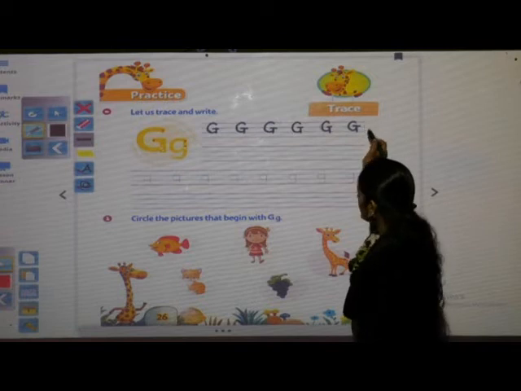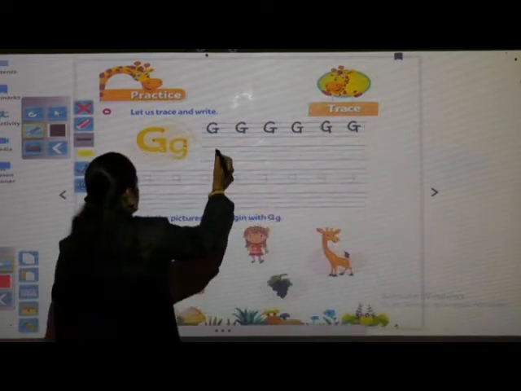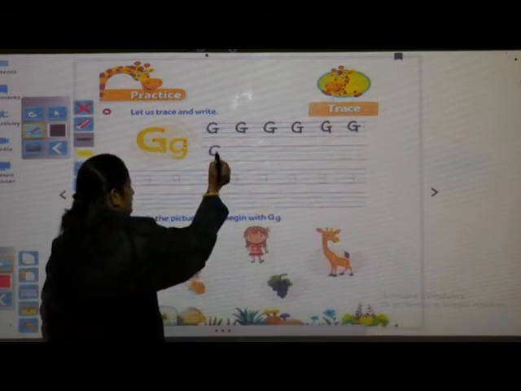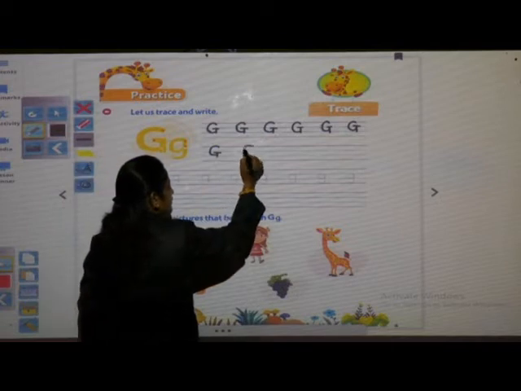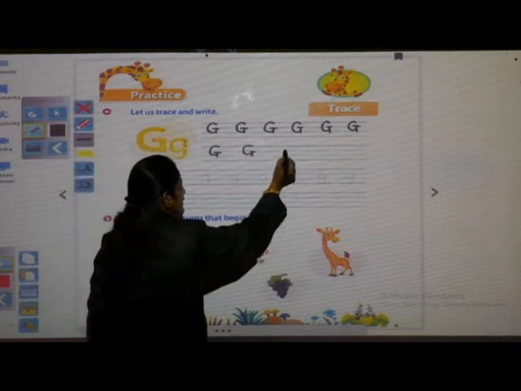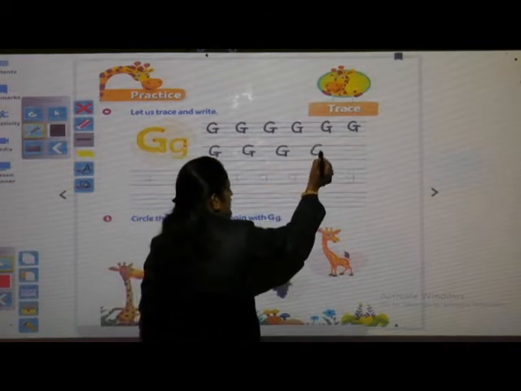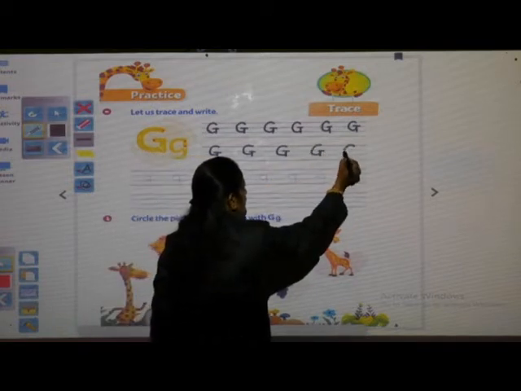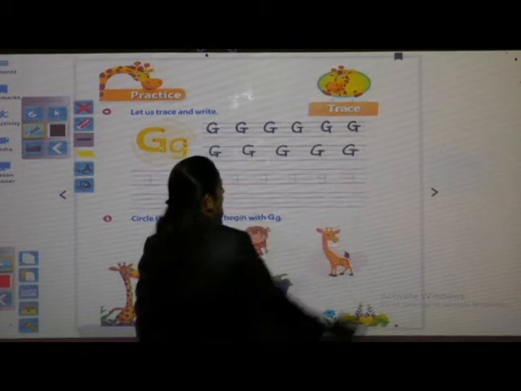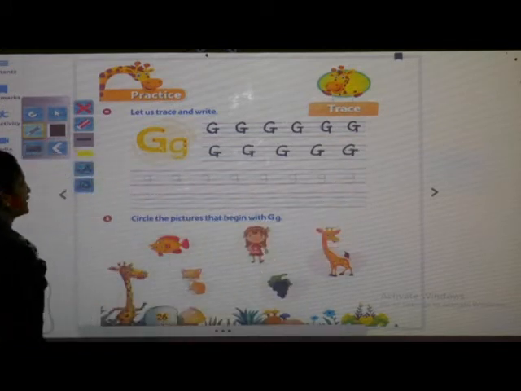Capital letter G. And what is the phonic sound of letter G?